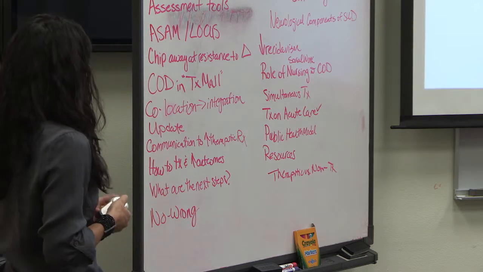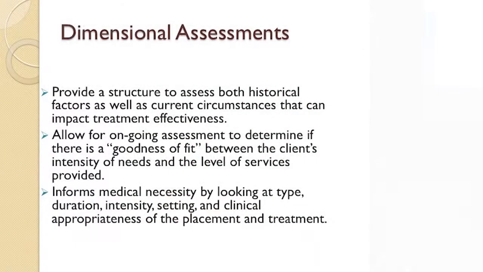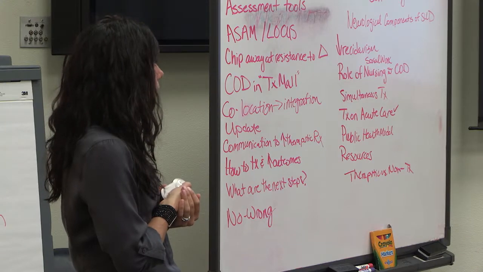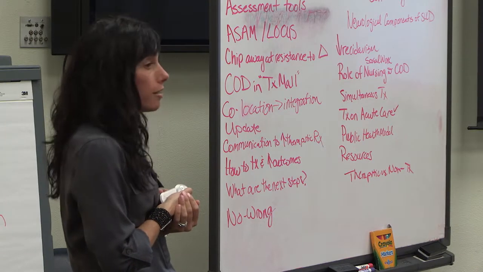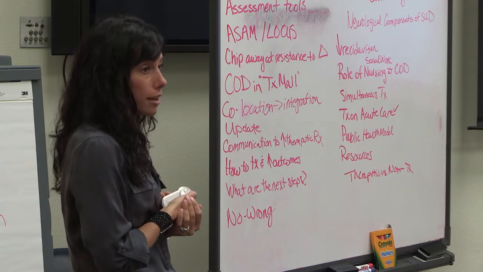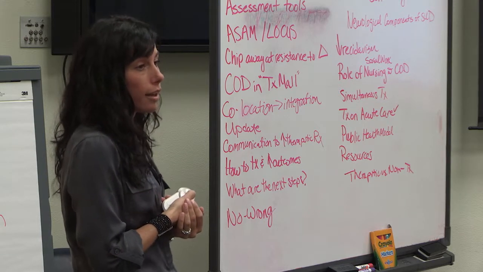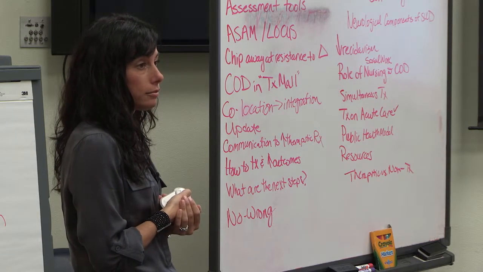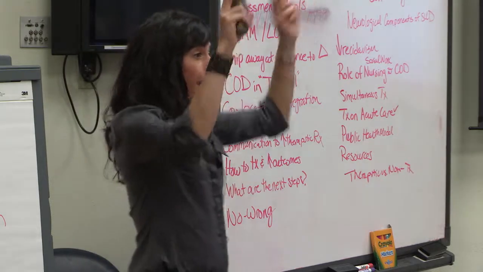So these dimensional assessments provide a structure to assess both historical factors as well as current circumstances that can impact treatment effectiveness. They allow for ongoing assessment to determine if there is a goodness of fit between the client's intensity of needs and the level of services provided. I'm going to reiterate this because this is one of those pieces of the ongoing assessment. So how do we know that treatment is working? So what does getting better look like?